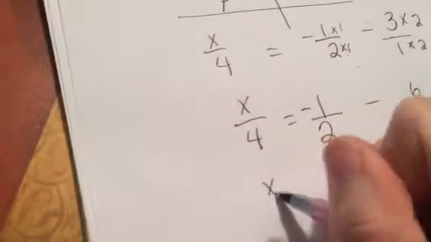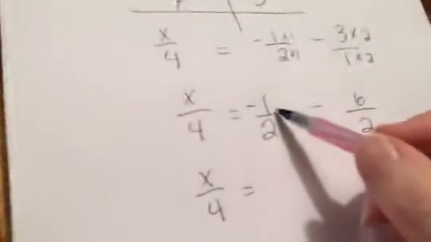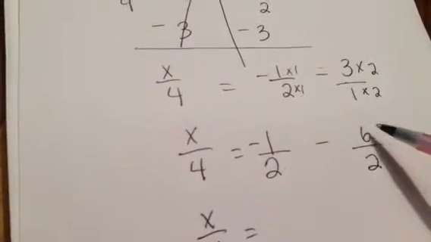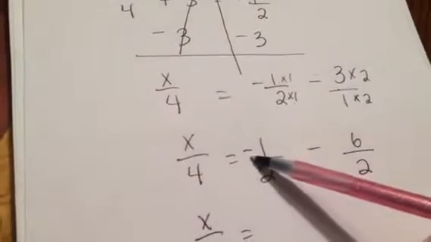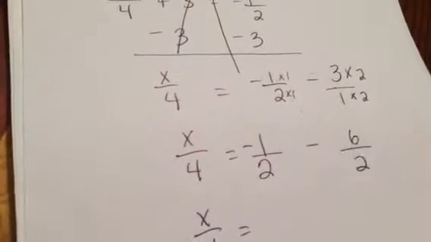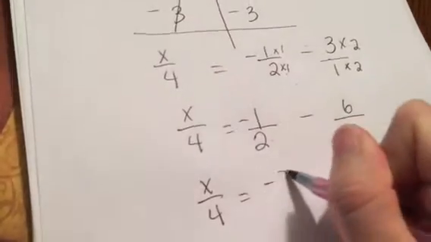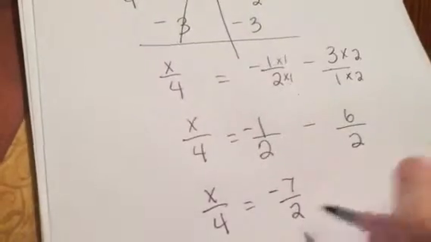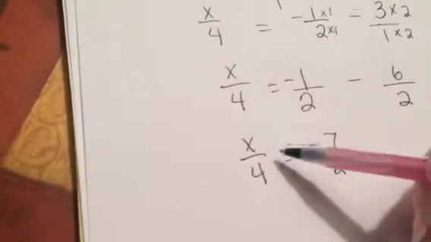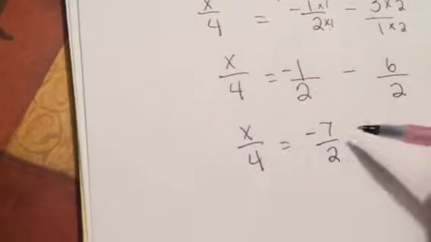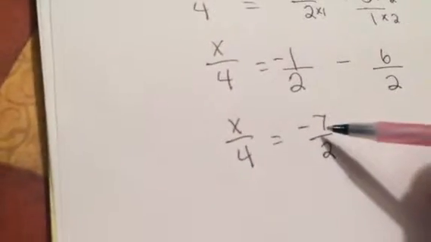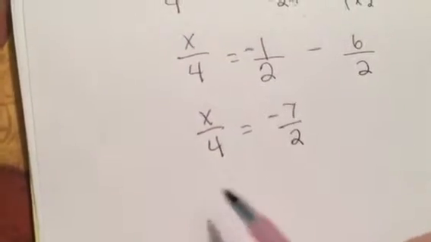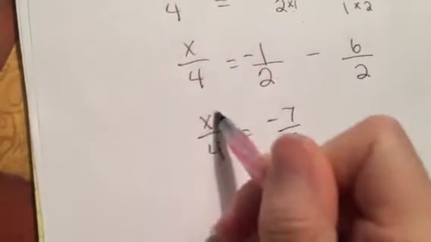All right, let's bring down our x over 4 again. And now, since we have the same denominator, we can just subtract across the numerators. There's my subtraction. So it's negative 1 minus 6 is negative 7. And then my denominator is 2, so let's keep that. So now we're at x over 4 equals negative 7/2, or negative 7 over 2. At this point we have a one-step equation. It's only going to take one more step. We have to get x by itself still.